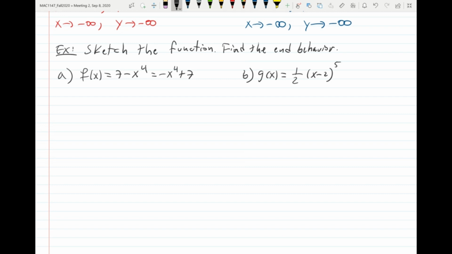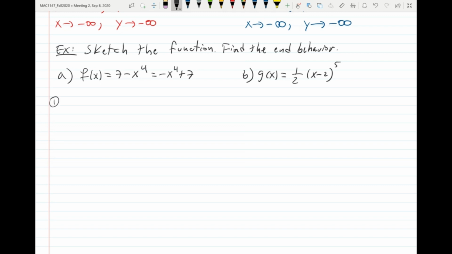What it does is it flips the graph. Whatever was positive is now becoming negative. And then we're doing plus 7. That means we're shifting the picture up 7 units. Does everybody remember these transformations? The negative in front of the x to the 4 flips the graph, and the plus 7 shifts it up 7 units. Okay, so let's do this in steps.